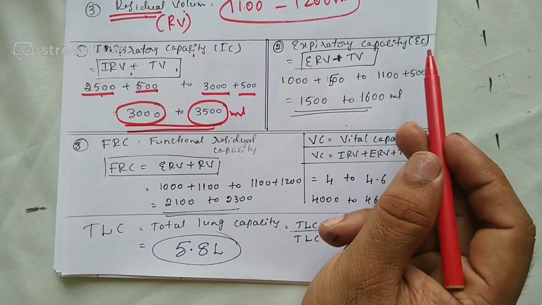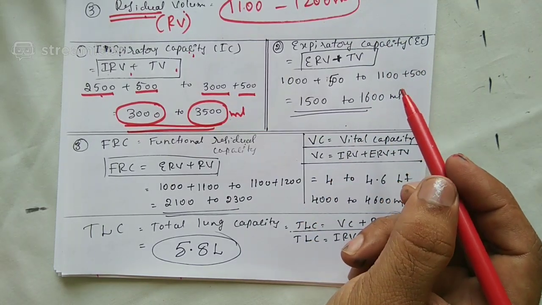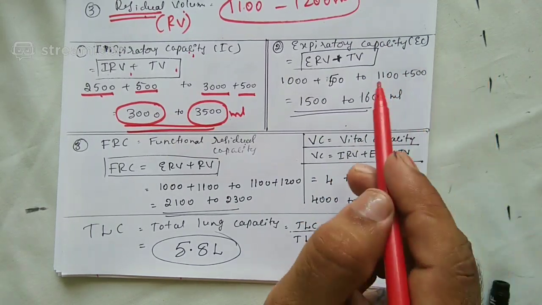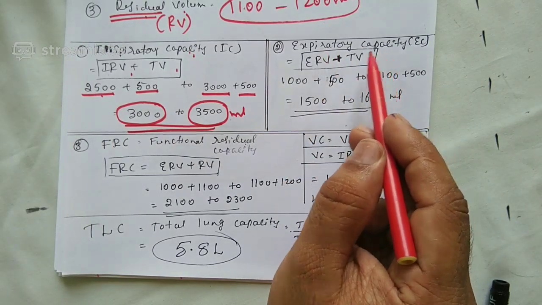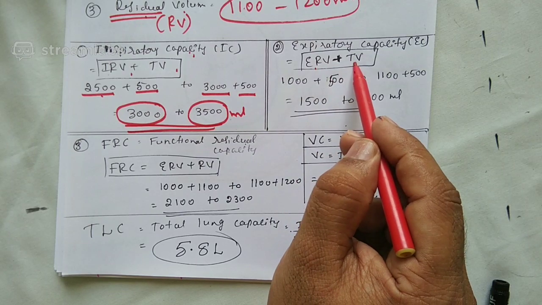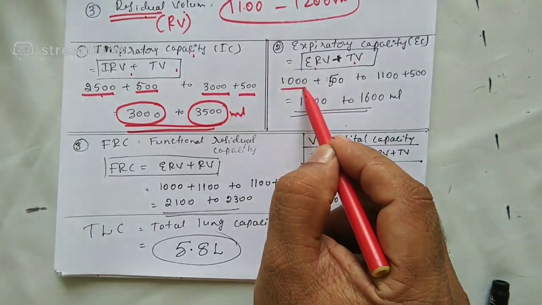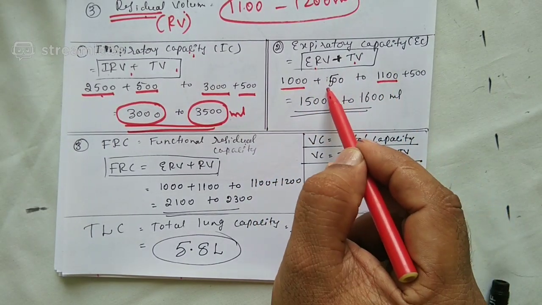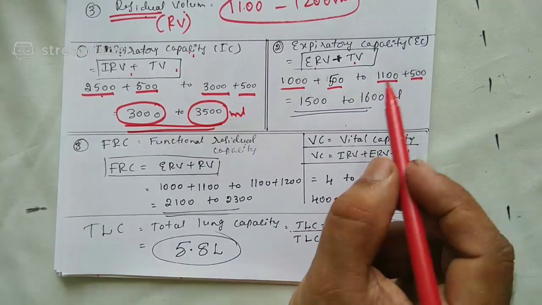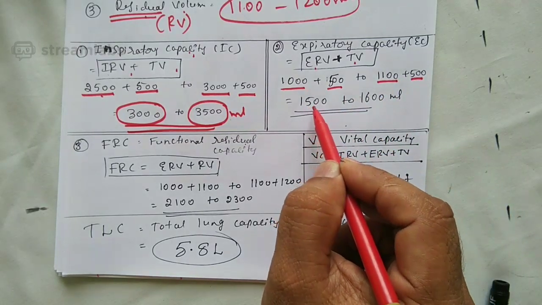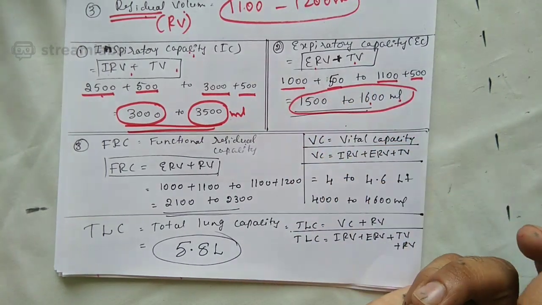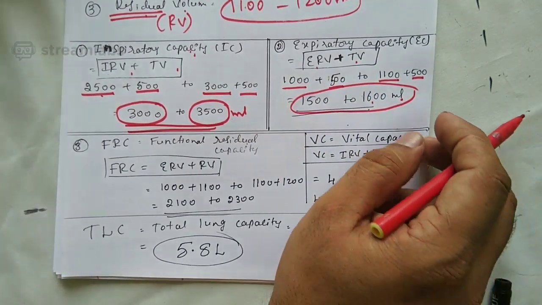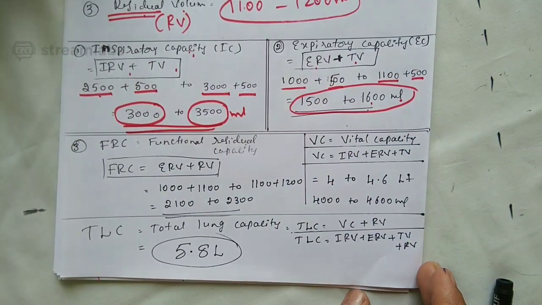Expiratory capacity, same. The volume of air a person can expire after normal inspiration is called expiratory capacity. It is ERV plus TV. ERV can be 1000 or 1100, plus 500, plus 500. The range is 1500 to 1600 ml. Please listen and note that down, or better, calculate it also, so that you can remember it.